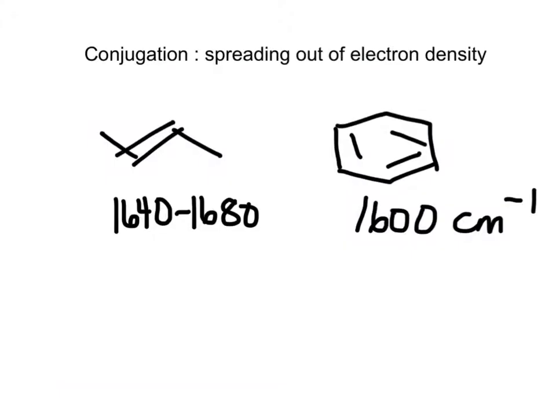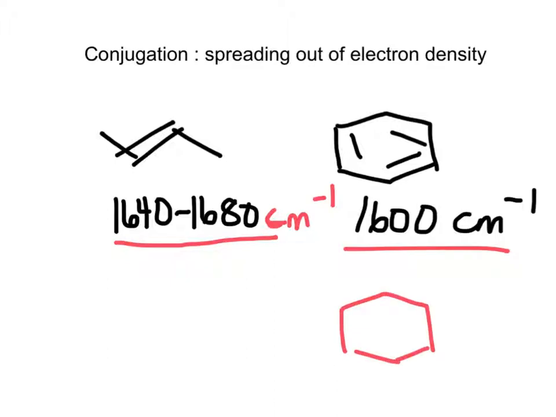Finally, to finish out, I want to briefly talk about conjugation and what it does to electron density and how that affects the IR. If we take a look at this, a carbon-carbon double bond will stretch somewhere around 1640 to 1680 reciprocal centimeters on a regular double bond. That drops to 1600 in benzene. And that's because benzene has this resonance where you can move electron density around.